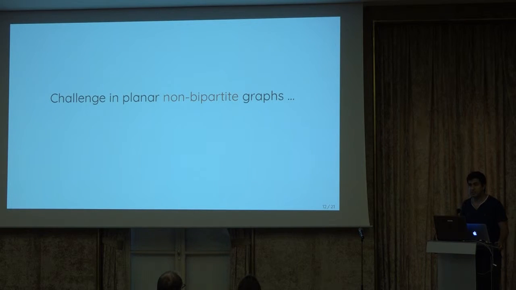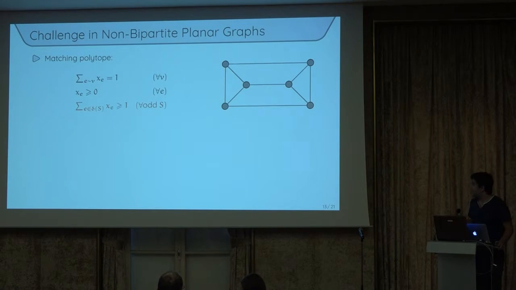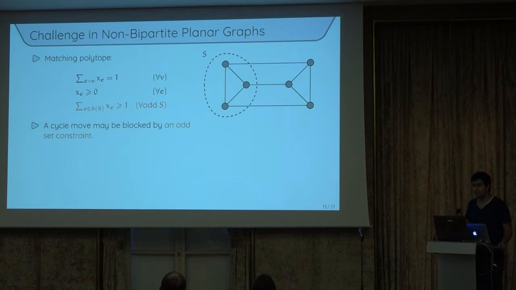So what's the challenge of using this algorithm in non-bipartite planar graphs? The challenge is that the polytope is much more complicated. There is a new set of constraints which says that for any odd set of vertices, there should be at least one edge going out of it. This was not needed in the bipartite case, but it is very much needed in the non-bipartite case. These are exponentially many constraints. And now, if you do the same trick as before, if you find a cycle and you try to subtract epsilon and add epsilon, now there might be one of these constraints that blocks you. So here is an example.